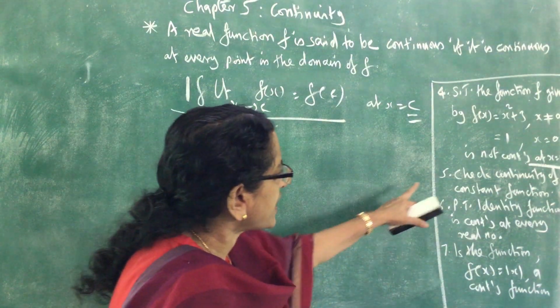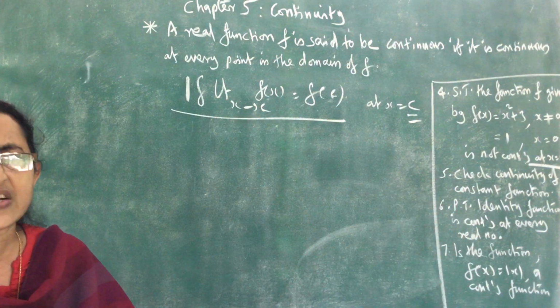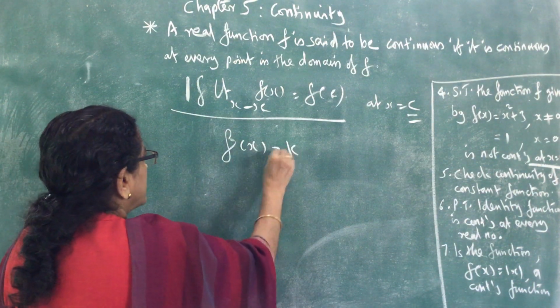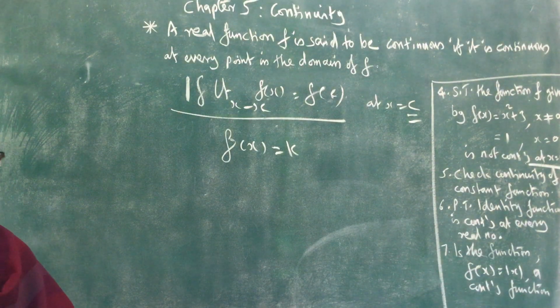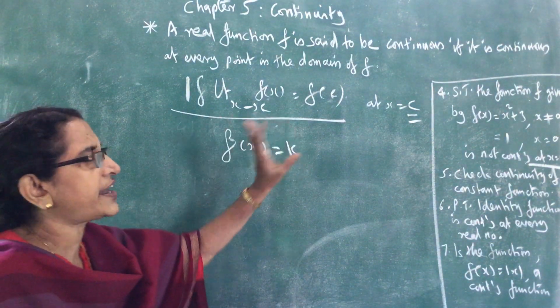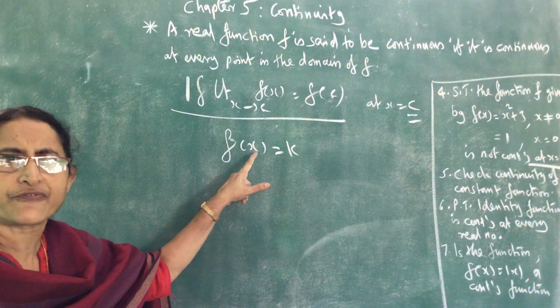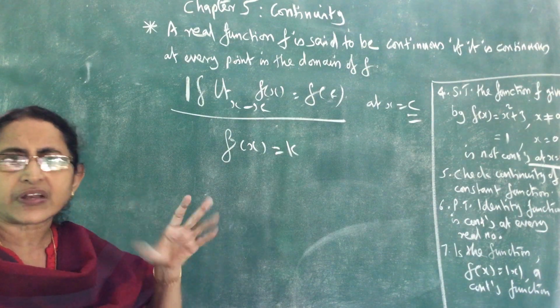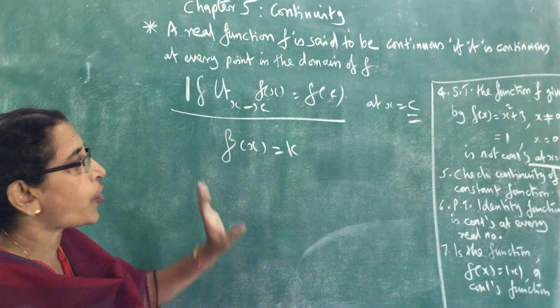Fifth one. Check the continuity of the constant function. We have studied different types of function. What is a constant function? f of x equal to a constant, k, a constant. So this is called constant function. That means value of f of x is always k, some number. What is f of 1 when x equal to 1? f of 1 is k, f of 2 is k, f of 3 is k. So whatever be the value of x, f of x is a constant k. So that is called constant function.